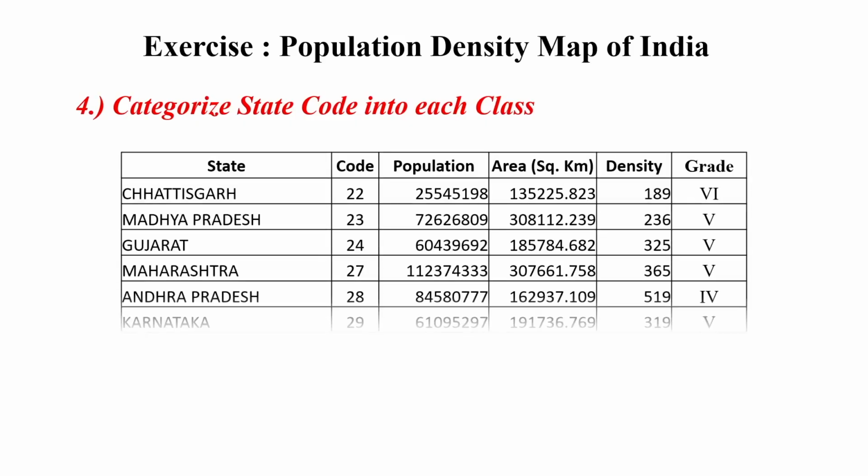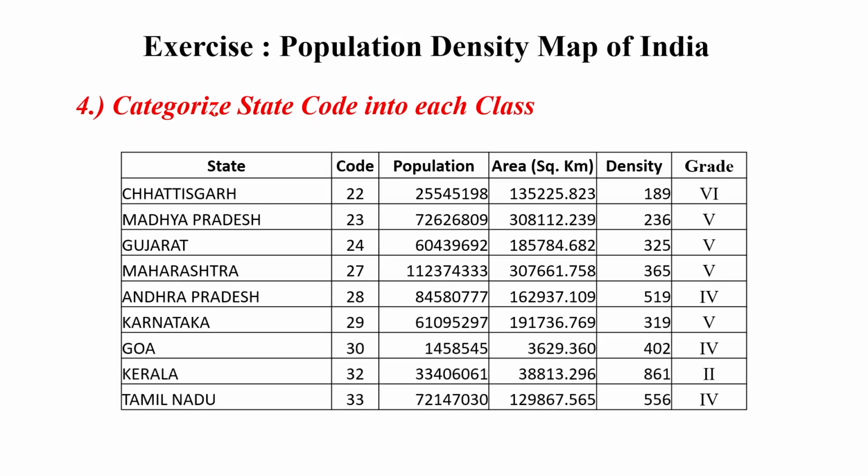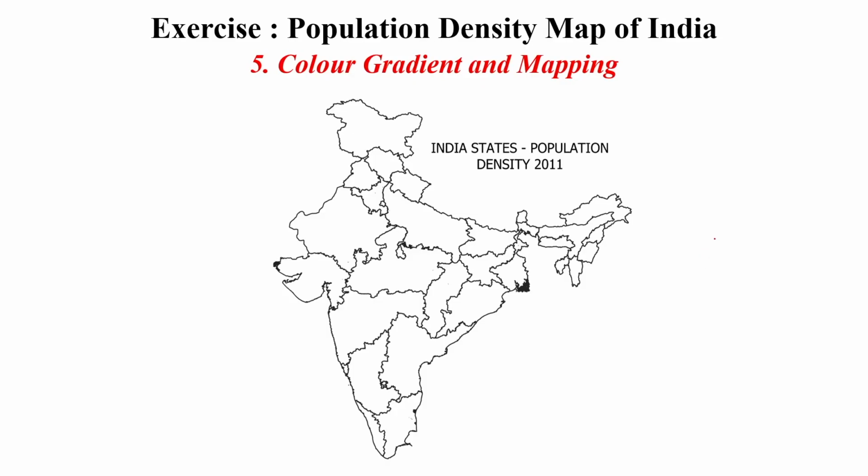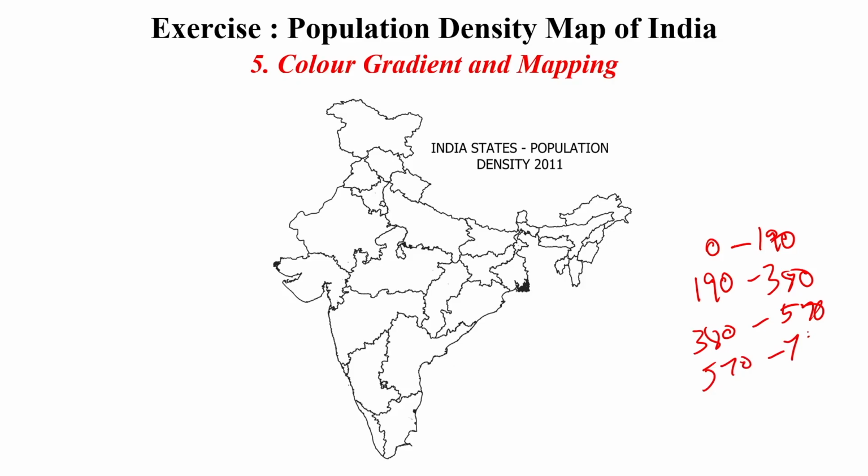So, similarly for all the states I have filled what is the grade value. Okay. Now, I have got what is the grade value. Now, I know the 6 different grade values over here. So, now I have a political map. So, see, I will just put the values over here for a reference quickly: 190 to 380, 380 to 570, 570 to 760, 760 to 950 and above 950.